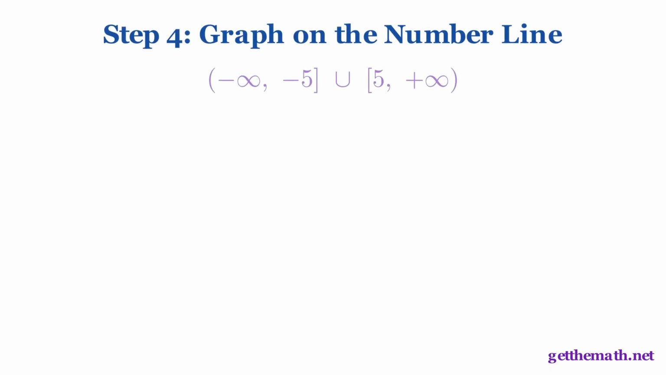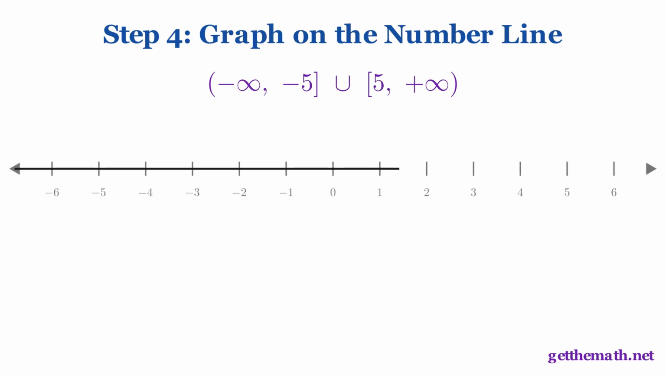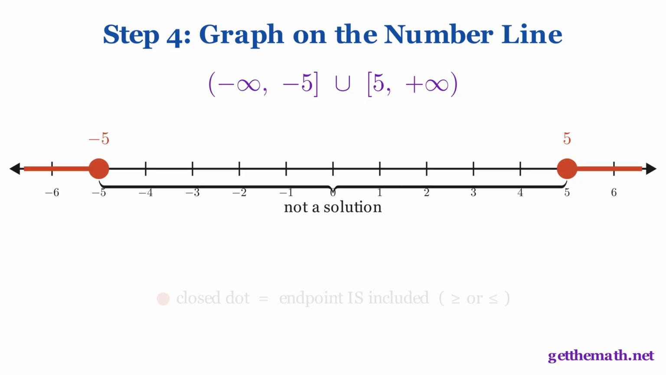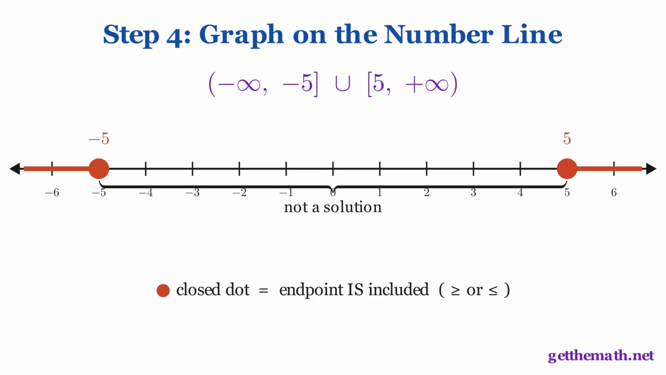Step 4, graph on the number line. Our solution is x is less than or equal to negative 5. Or x is greater than or equal to 5. We place a closed dot at negative 5. We shade everything to the left of negative 5, going toward negative infinity. We place a closed dot at 5. We shade everything to the right of 5, going toward positive infinity. The region between negative 5 and 5 is not shaded. This is the excluded middle. Closed dots mean the endpoints are included. Two separate shaded regions going outward, this is the OR pattern.